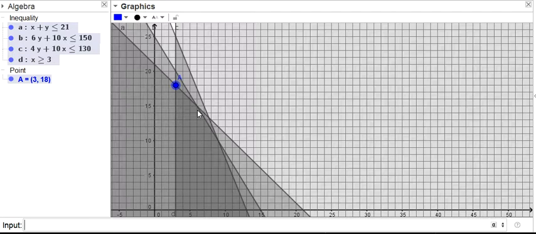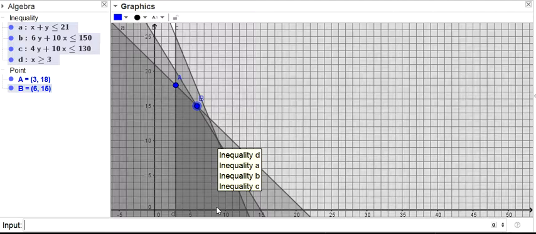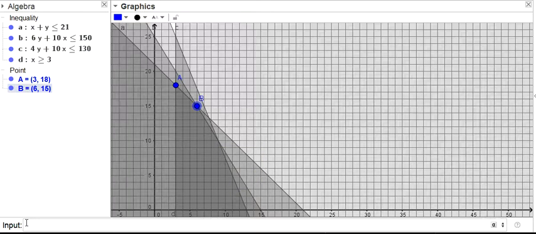So that's definitely one of the points I want to consider. Another one is right here when X is 6 and Y is 15. So let's look at that one, 6 comma 15, and that's great. Another one that I have is right here, where X is, I believe, 9 and Y is 10. So I'll look at 9 comma 10.